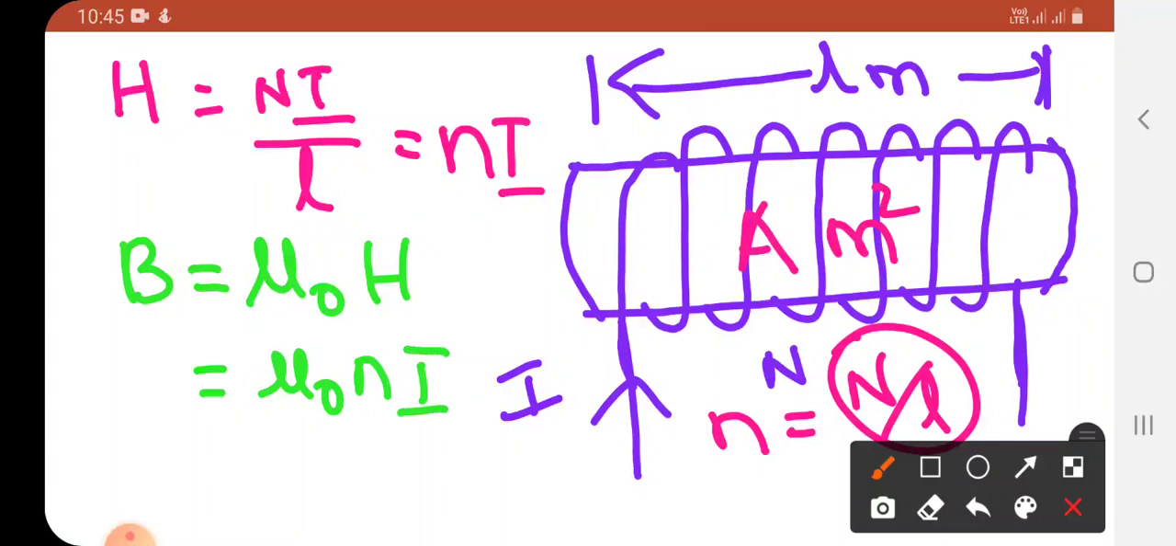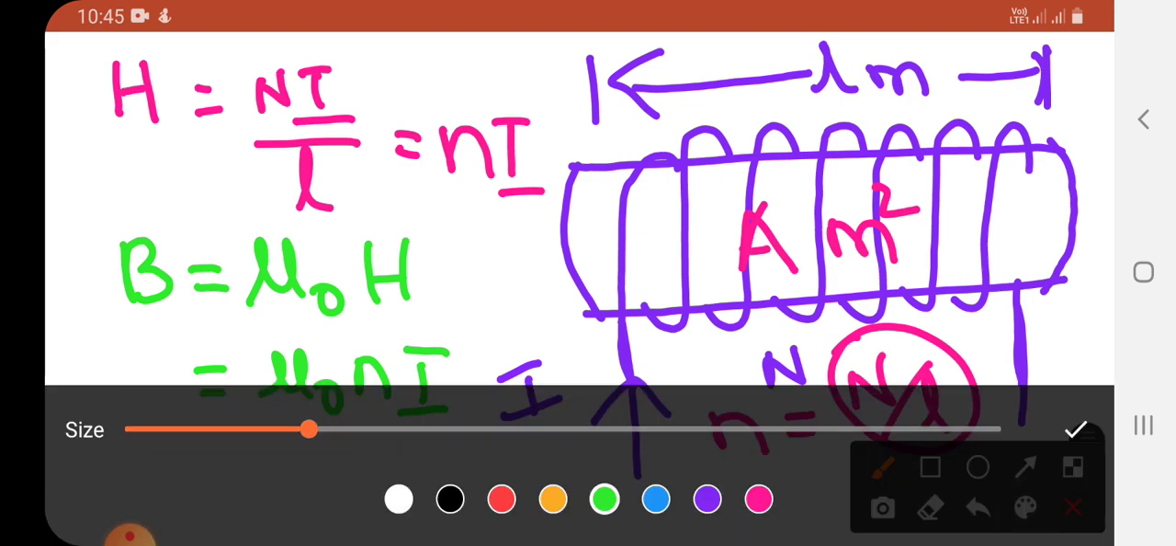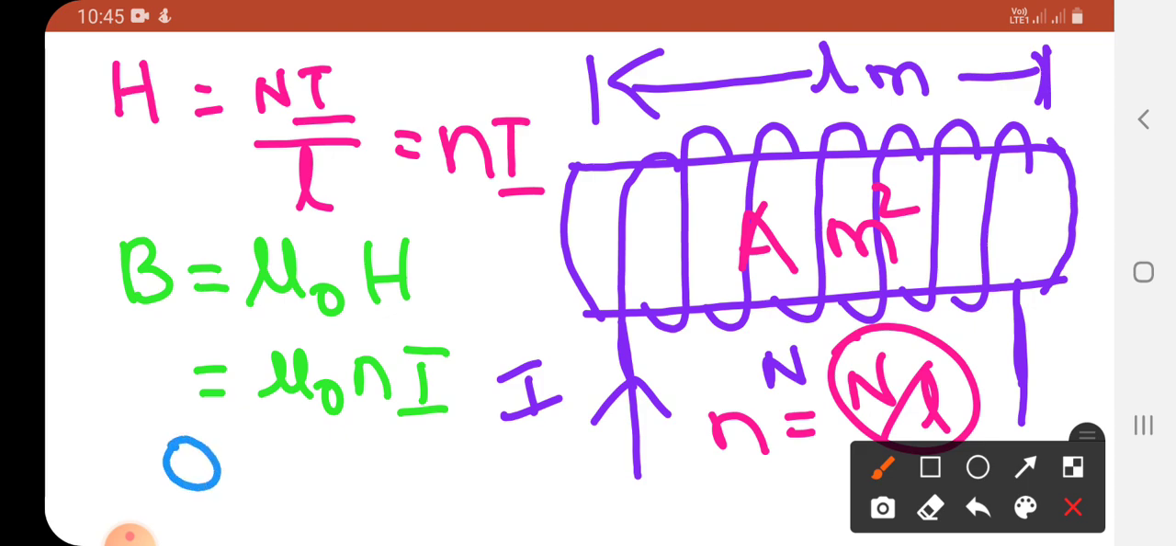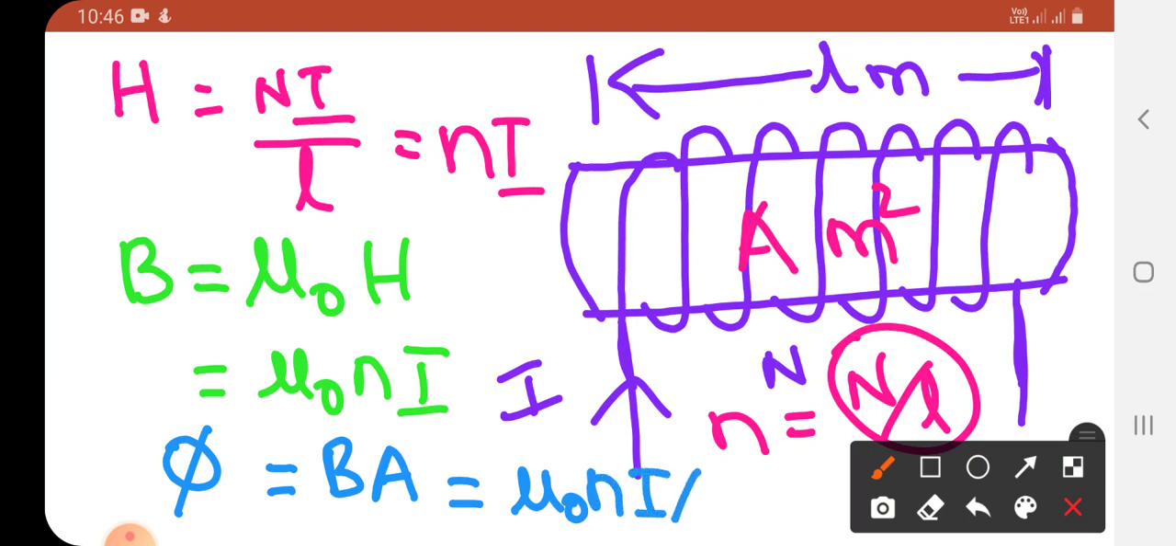And then when we know the magnetic flux density, we can find how much magnetic flux is passing through each turn of the coil. So the magnetic flux passing through each turn of the coil is given by phi is equal to B into A, where B is mu naught n I, so phi is mu naught n I into A. Let it be, this is one equation.